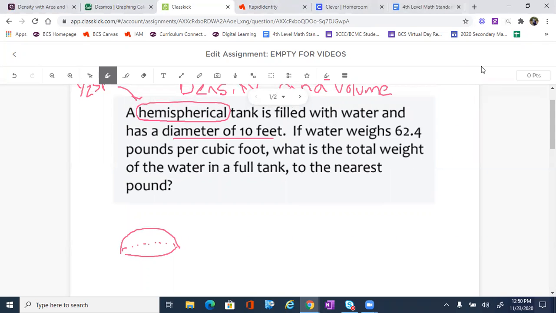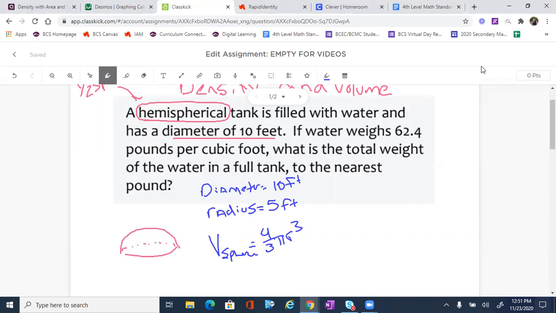Well, if it has a diameter of 10 feet, we know that the radius must be 5. So we're going to take that diameter of 10 feet and cut it in half to get 5 feet. Now, the thing that we also know is that the volume of a sphere is 4/3 pi r cubed.